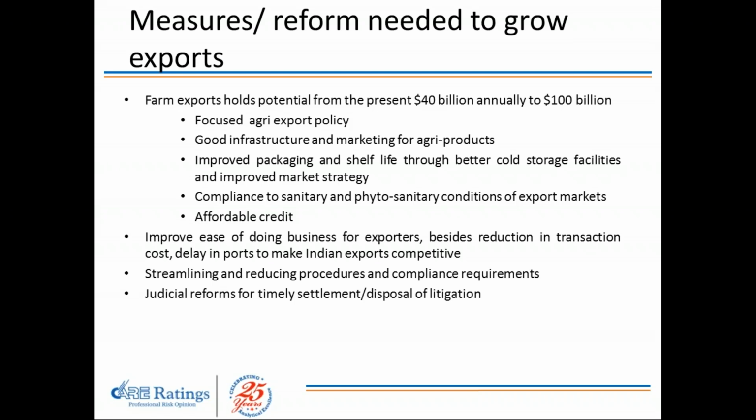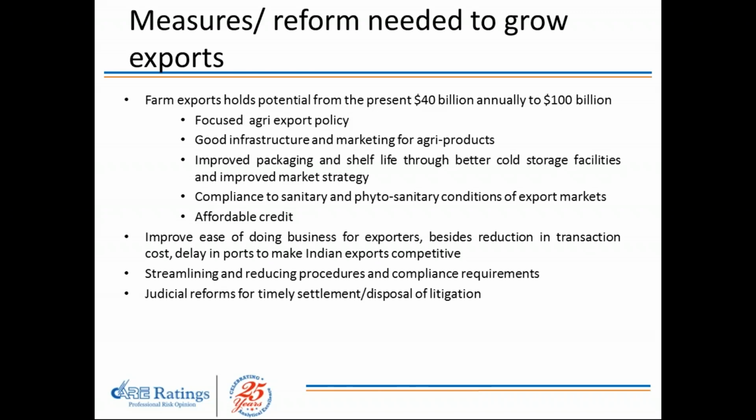Attention needs to be paid to improve packaging and shelf life through better cold storage facilities and improved market strategy. There should be compliance to sanitary conditions of export markets, and affordable credit should be made available to this segment. Backward linkages needed for exports should be strengthened so that issues of pests and disease and pesticide residue in horticulture items are addressed. Procedures for importing of raw materials for value addition need to be eased, among other measures.